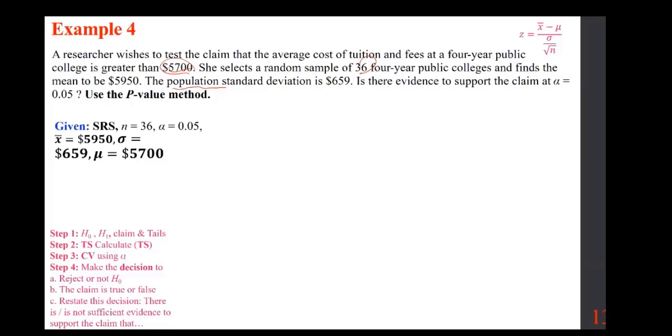The first step, H0 and H1. Mu is 5,700. And what is it that we are checking? Greater. Take a look at this one. That's how you know you use mu larger than that. It is a right-tail test. This is the claim. The second step requires calculation of the test statistic.